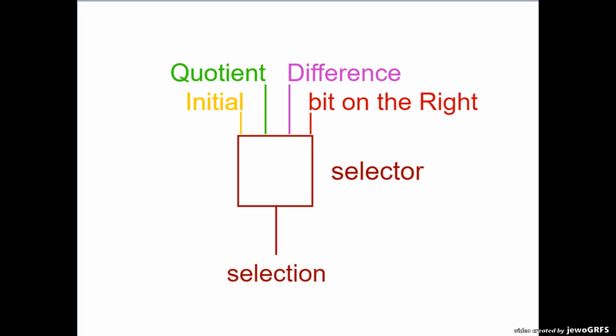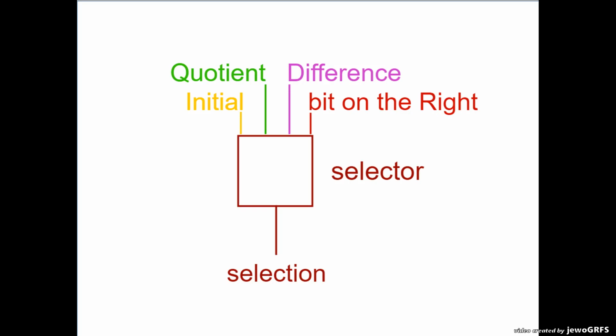So let's have a look at the second selector, which is a bit more complicated. It requires 4 inputs because we want to select one of 3 possible events. So the first one is our initial stage, which tells us if we are at initial stage or we are not. And when we are at initial stage, we want to have a 0, no matter what the quotient is, difference or bit on the right, we want to have just a 0 as an output.